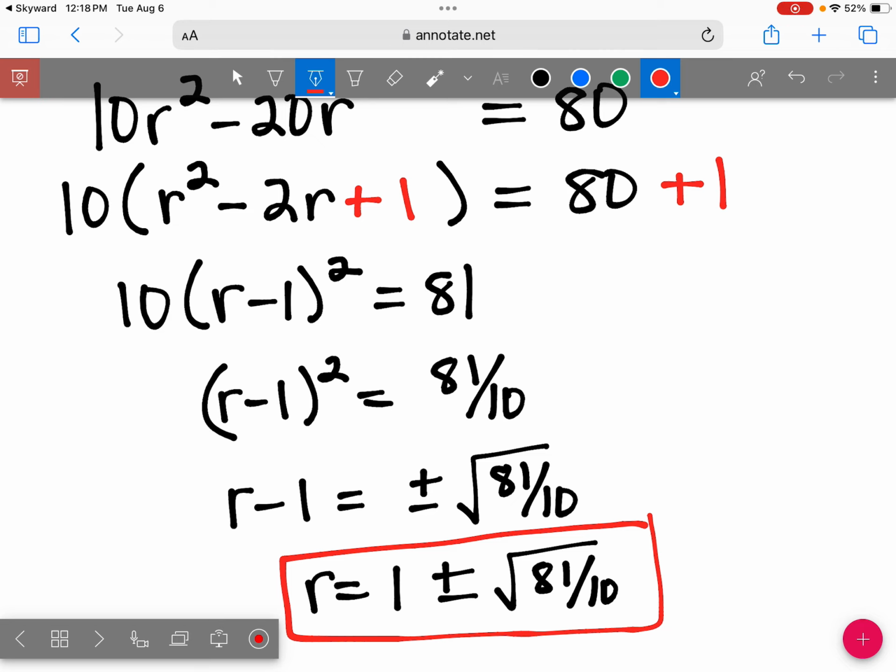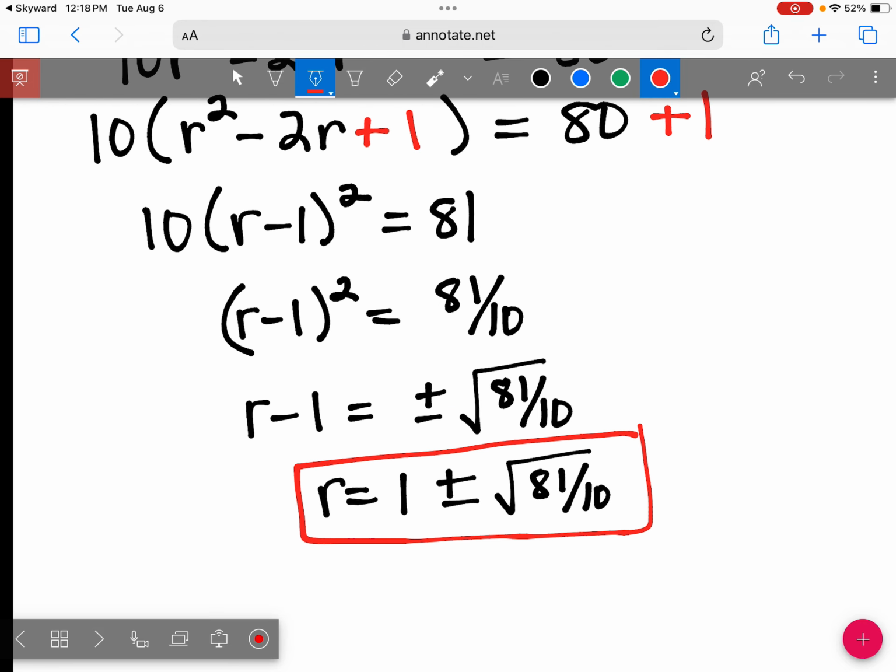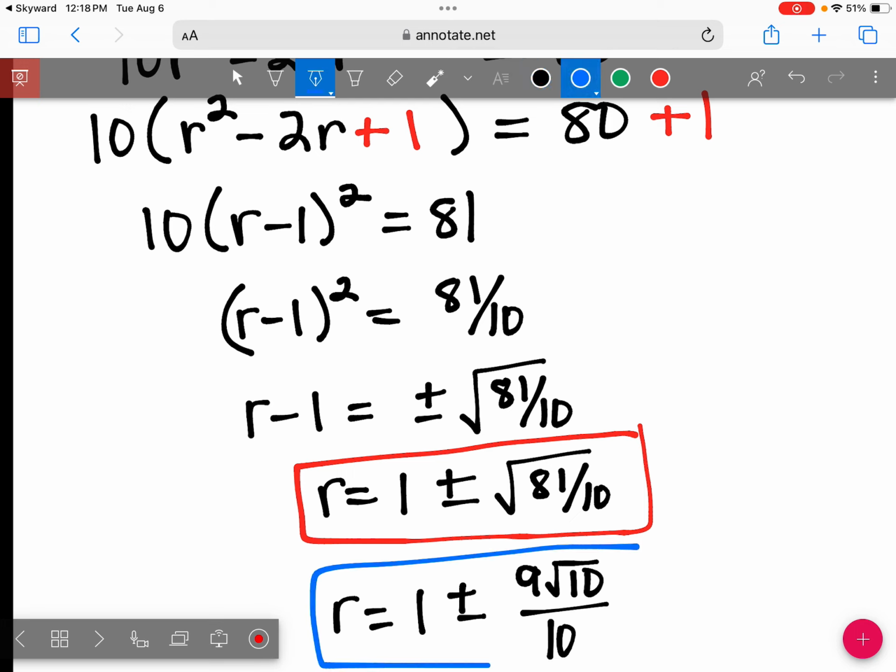Just recognize that eventually, not right now, the true right answer will be 1 plus or minus 9 root 10 over 10. That's the real answer. But I'm accepting this one for right now because we haven't talked about how to simplify a radical. Okay, so again, I know this is something new. We're going to keep practicing it tomorrow.